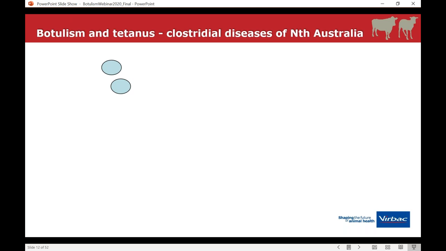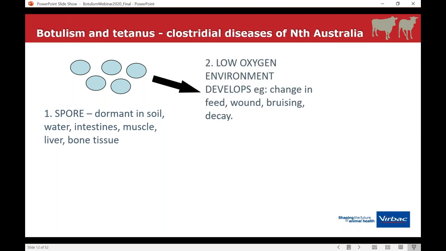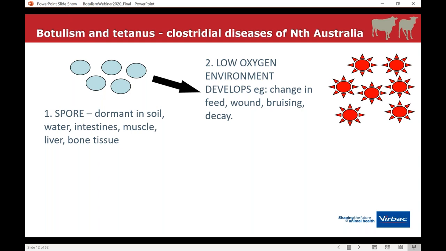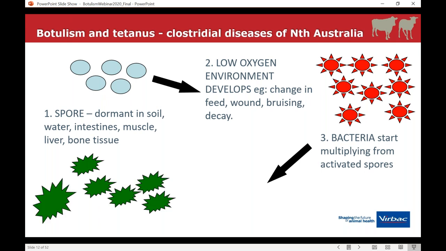This little graphic just explains how all these diseases are actually quite similar. They all have a spore stage, which is the sleeping or dormant stage, and these spores can be found almost everywhere where livestock have ever grazed in Australia. They can be dormant in the soil, in the water, but also inside animals. They've eaten the spores and they're lying dormant. Now, these spores hatch or become active when there's a low oxygen change. For botulism, this occurs when feed or other things are decaying in the environment. For tetanus, this is often in a wound or any bruising. And in the low oxygen environment, those little spores become activated into real germs, as shown in this picture, multiplying. And it's those germs that produce the toxin that is harmful to the animal.